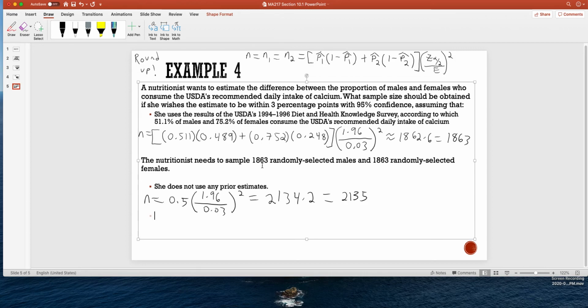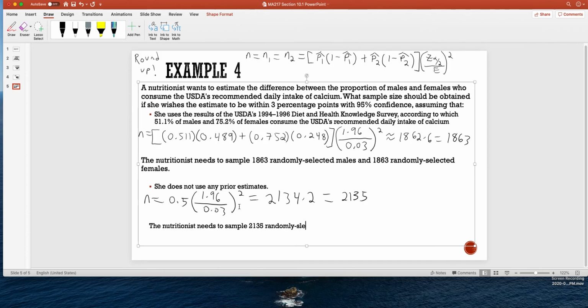But to write that out as a nice sentence, the nutritionist needs to sample 2,135 randomly selected males and 2,135 randomly selected females.